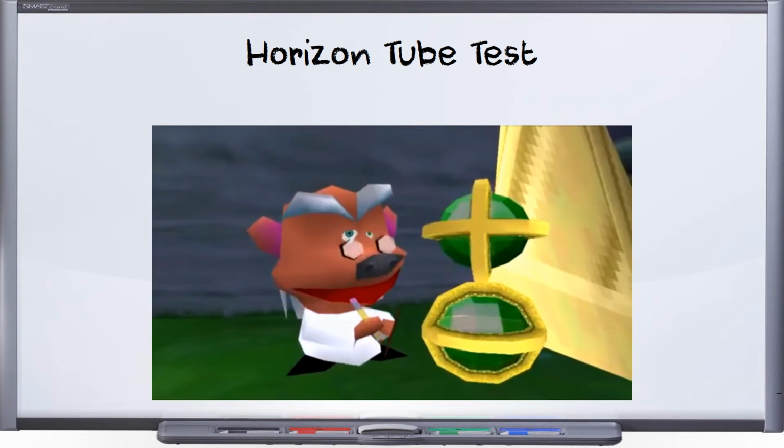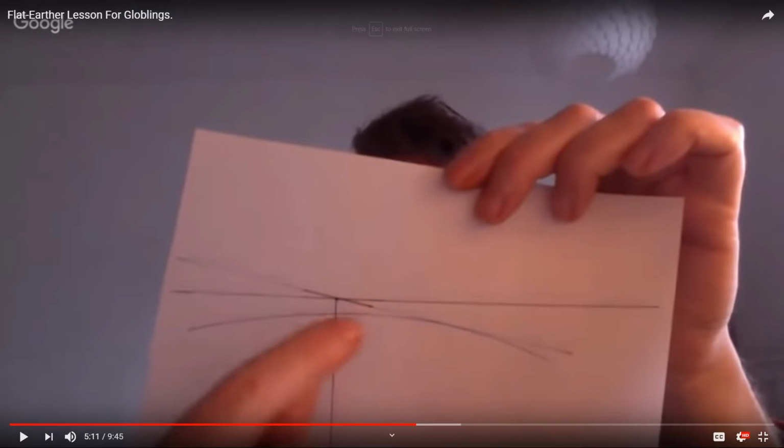Hey, quick one today. Let's just do some math. This is going to be one of those mathy ones, but I promise it's going to be quick. We're going to check out the horizon tube test. This is a test being suggested by Antonio Subirats, who's a flat earth YouTuber.